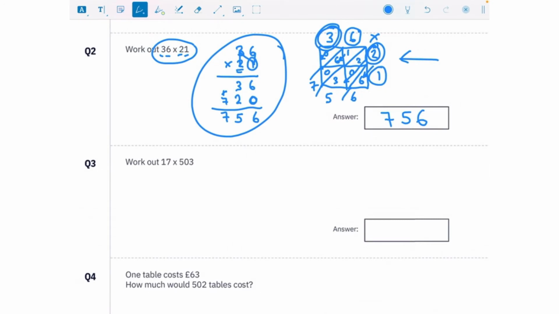So I'm going to switch this round. 503 times 17, like that. 7 times 3 is 21, and 7 times 0 is 0. Add the 2 is 2. 7 times, so we've done 7 times 3, 7 times 0, now we're doing 7 times 5, which is 35. And then we're done with the 7, so we're going to move over to the 1 here.